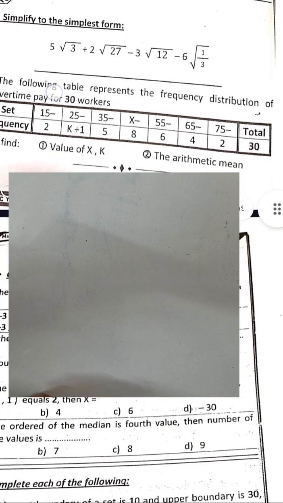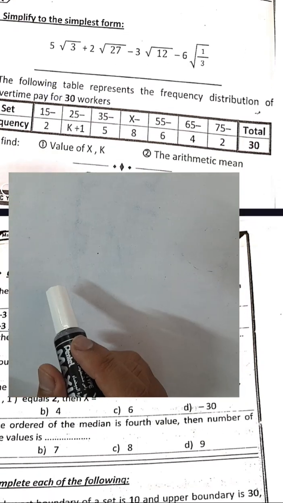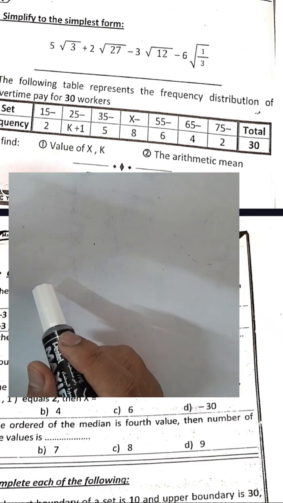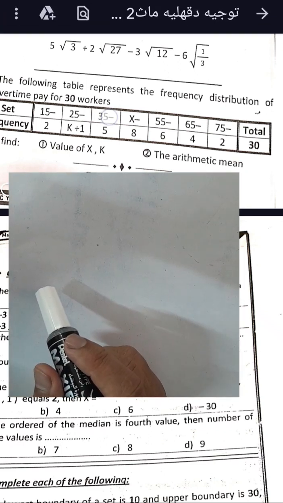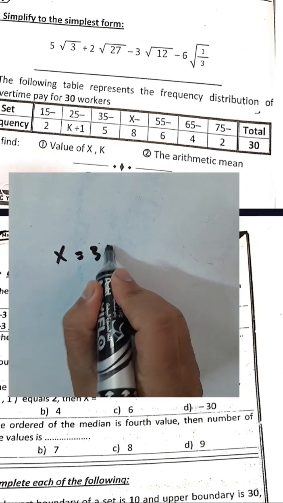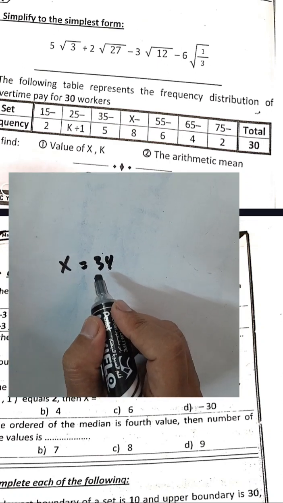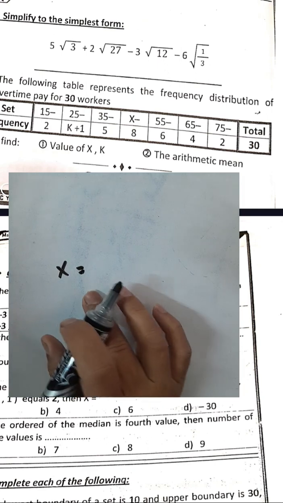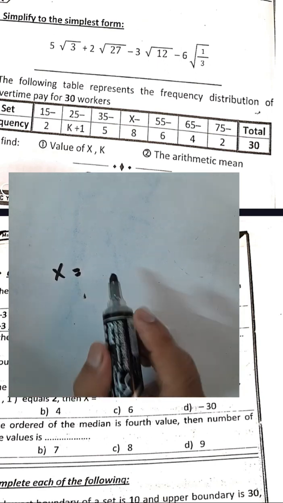Next example, you can find the value of k and x. Okay, x will be what? We have 35, 34. X will be 34. Okay, this seat here 35, he adds the 10. Okay, 15, 25, 35, 45.